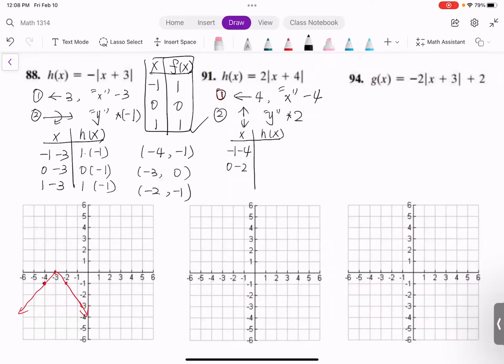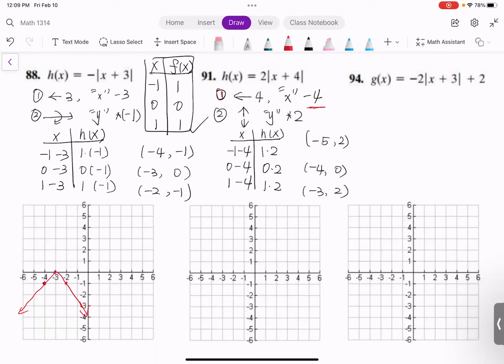Oh, sorry. Why did I say minus 2? It should be minus 4, because here is minus 4. Don't make a mistake. Minus 4. And 1 minus 4. And for h, the y changes: 1 times 2, 0 times 2, 1 times 2. The new key points are -5, 2, -4, 0, and -3, 2.